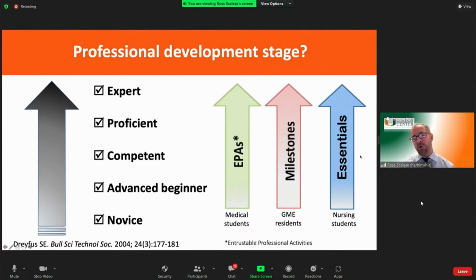And I put another arrow here. I'm not sure if we have multi-professional participants in the conference. I did have one nursing educator who was in my pre-conference workshop. And you similarly have nursing essentials, at least in the US model, where they describe the different steps for progression in the nursing education world.